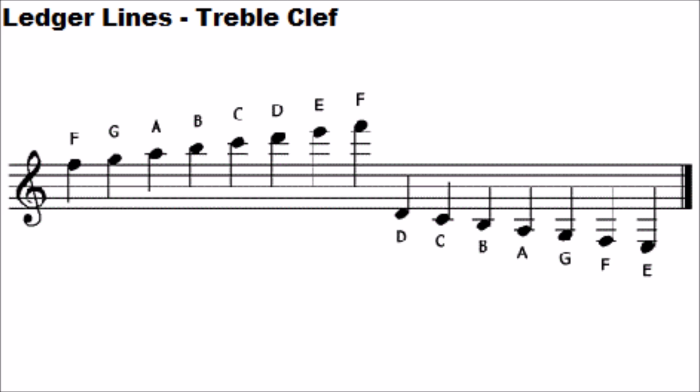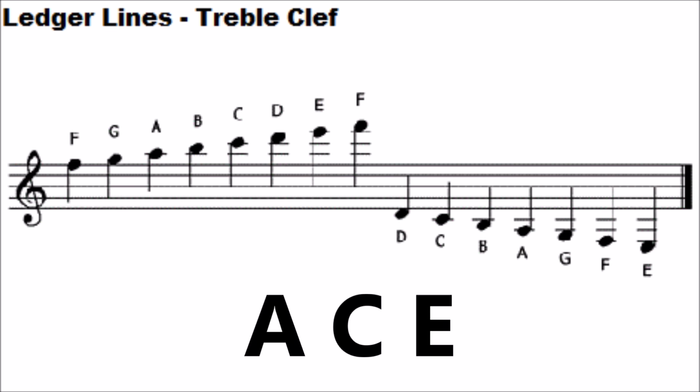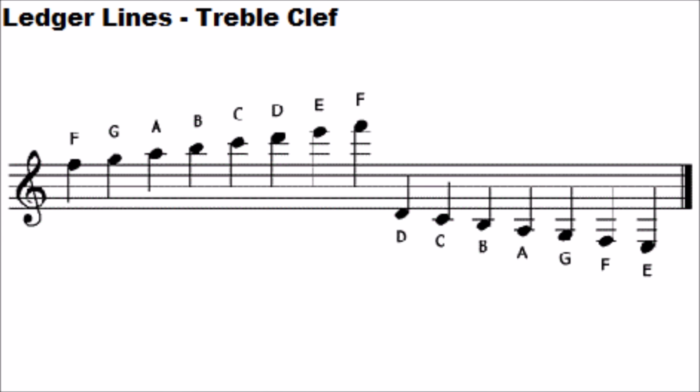The first ledger line is A. The note after A is B. We need another ledger line to add the note after B. So the second ledger line is C. The third ledger line is E. These three ledger lines spell the word ace. That's A, C, E. This makes it easy to remember.